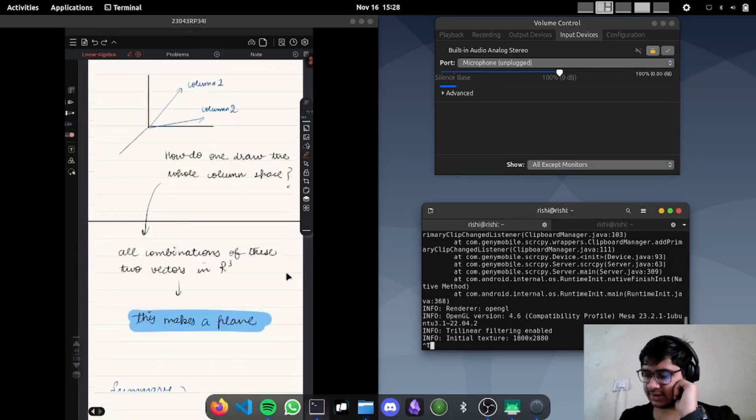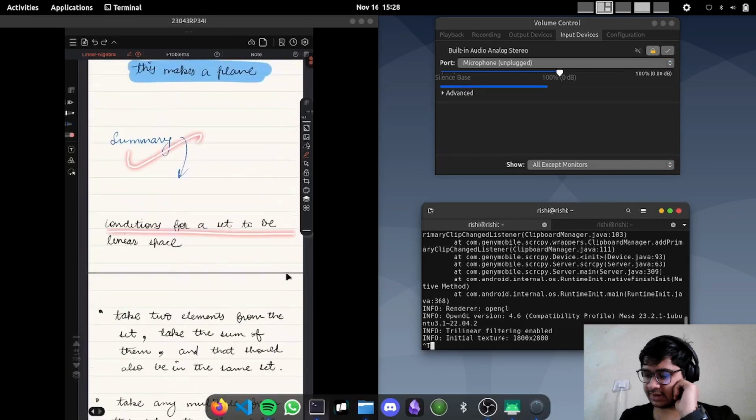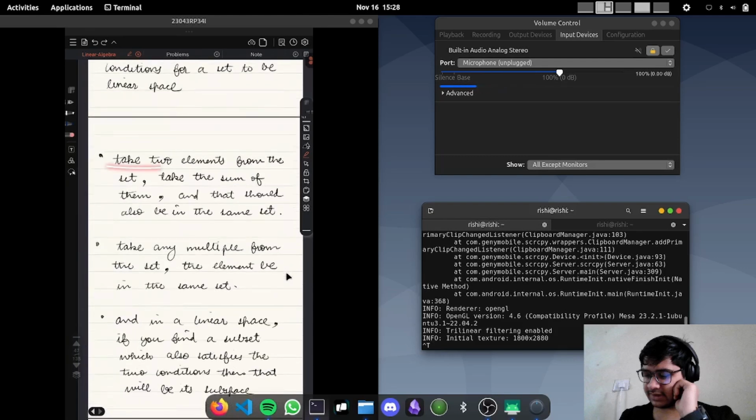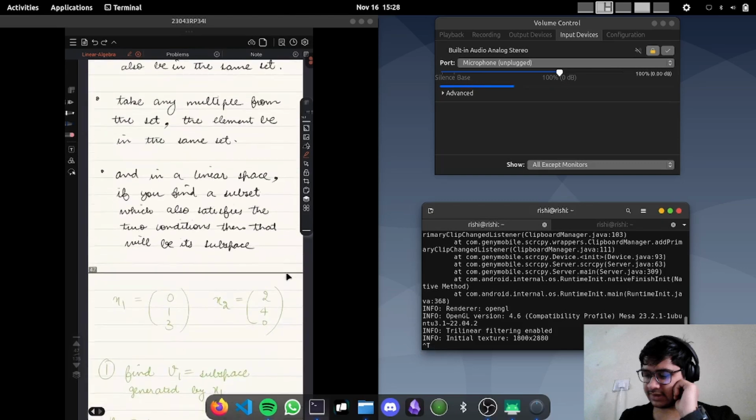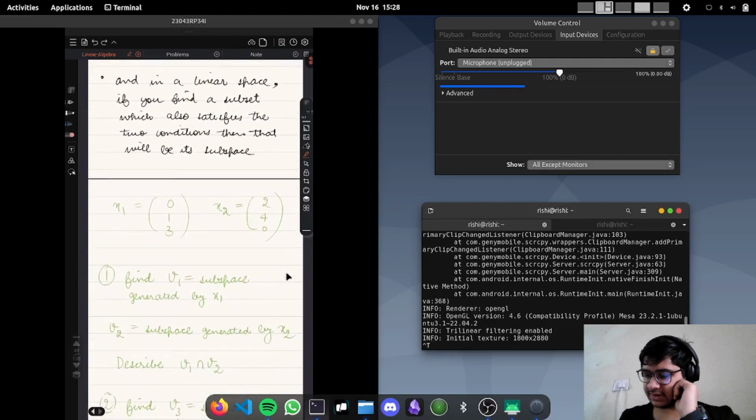Okay, we've done this. Summary: the condition for a set to be a linear space is to take 2 elements from the set, take the sum of them, and the sum should also be in the same set. Take any multiple of an element from the set, and it should be in the same set. And in a linear space, if you find a subset which also satisfies the two conditions, then that subset is also a subspace.